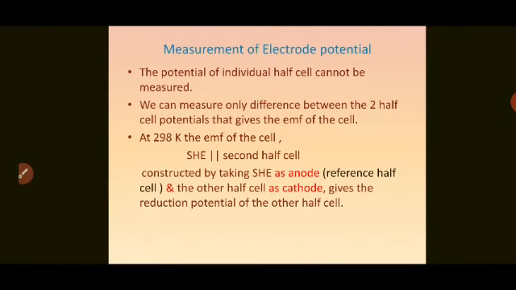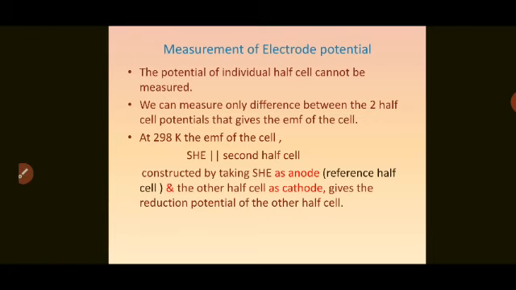So, measurement of electrode potential. The potential of an individual half cell cannot be measured, that I have already mentioned. We can measure only the difference between the two half cell potentials, that gives the EMF of the cell. So how is it connected then? At 298 Kelvin, the EMF of the cell is given as SHE.